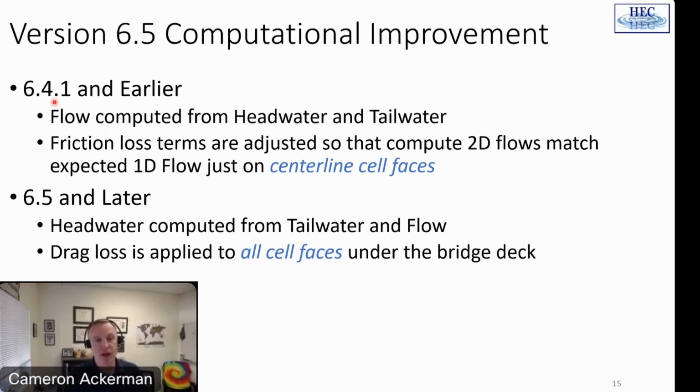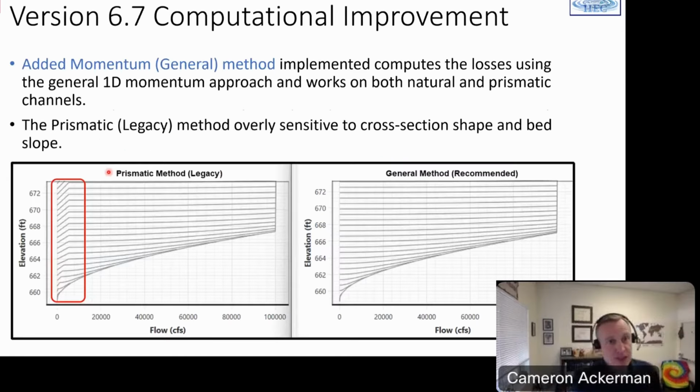What we found in the first implementation, where we were trying to compute flow by adjusting Manning's roughness, is that it was very sensitive to flow. It was not as stable, it was not as fast, it was not as robust. And so this new implementation in 6.5 is much more stable. And then in the latest release, version 6.7, the beta versions are out there right now. Beta 3 is our latest. The computational improvement we added was to improve the momentum equation for low flow through bridges.